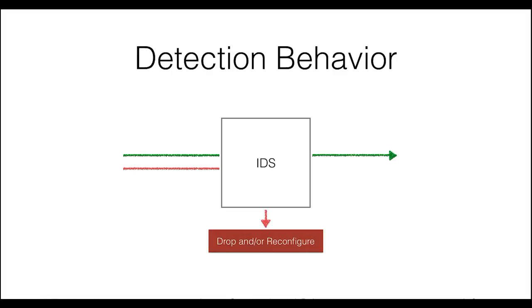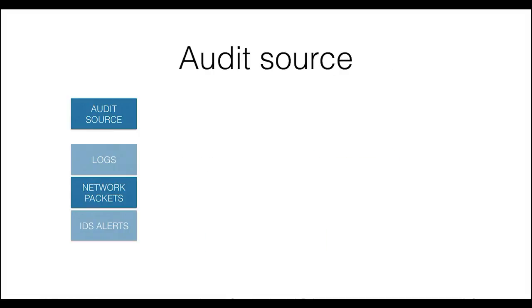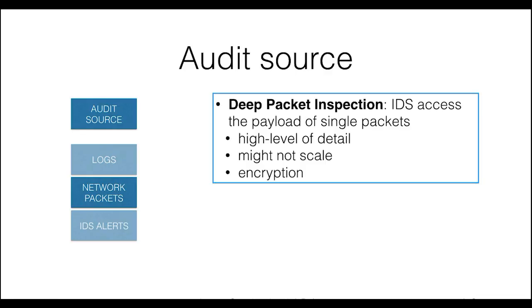When considering the audit source of an IDS, network packets are a possible source of information. Traffic analysis that uses single packets and that accesses the payload of those packets is called Deep Packet Inspection, or DPI. DPI has the advantage that detection algorithms can run directly on the packet payload. However, DPI might not scale at high traffic rates, for example in core networks. In addition, the increasing use of encrypted protocols has in many cases limited the applicability of DPI.